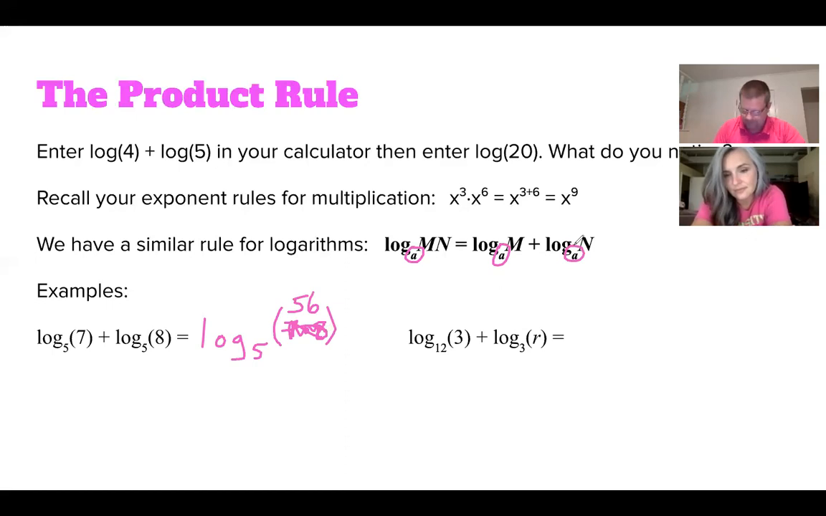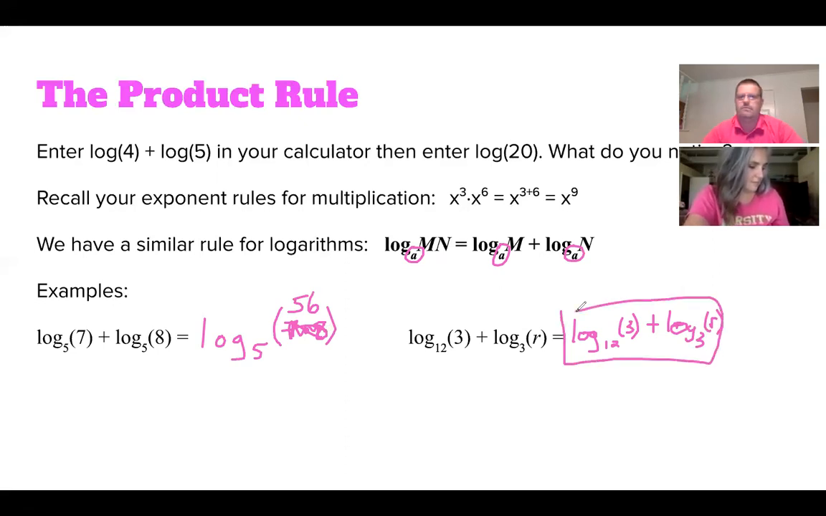So you know what this is? This is log base 12 of 3 plus log base 3 of r. If those bases don't match up, you can't combine them, they don't play nice. Those subscripts, or those bases, have to be the same because you know why, Miss Young?